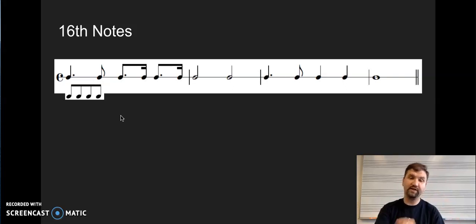Speaking of sixteenths, let's look at the next two beats. We have a dotted eighth note followed by a 16th. Again, the dot adds 50% extra. So what's 50% extra of an eighth note? Well, it's a 16th note. So a dotted eighth note is like saying an eighth note plus a 16th note.